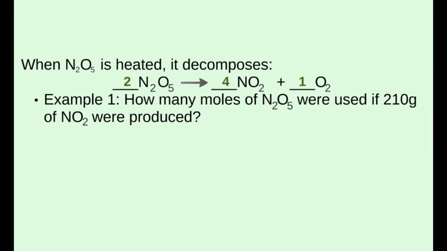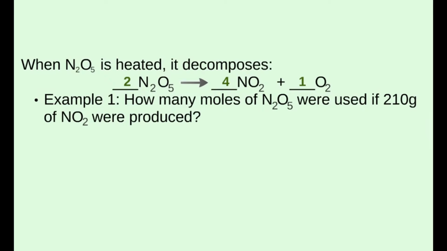2, 4, 1. Okay, 2, 4, 1. So example 1: how many moles of N2O5 were used if 210 grams of NO2 were produced? Now here's the thing. What do you notice different from the last question? Are they saying mole to mole? No. They give you grams of this stuff, so we have to convert that to moles before we can actually use it.